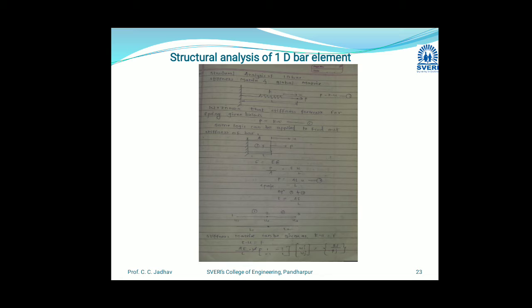K is nothing but AE by L into the matrix [1 -1; -1 1]. This is the stiffness matrix, multiplied by the displacements ui and uj, equal to the forces Fi and Fj. This is the standard equation for this problem. We have to find the stiffness matrix for element 1 and element 2.